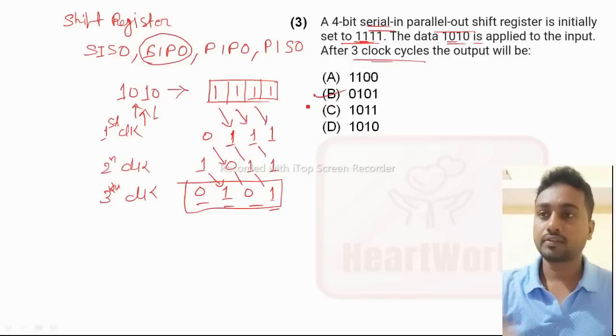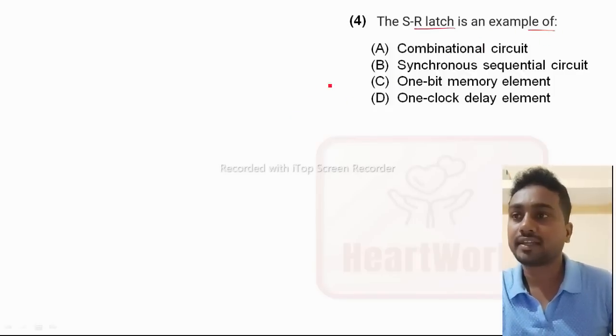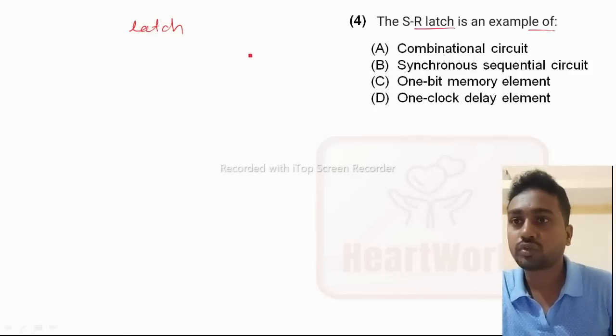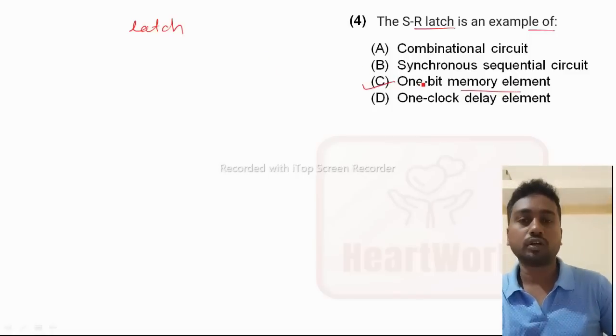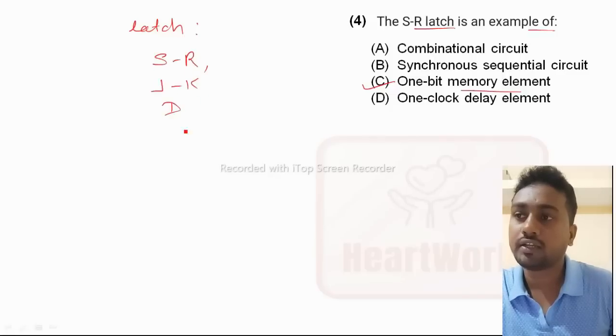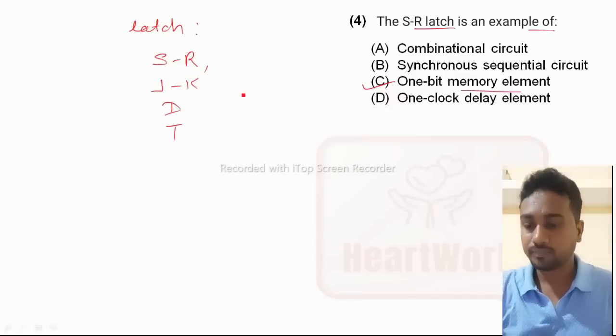Okay, next, the SR latch is an example of. Latch means what? A latch is a basic element which stores 1 bit of memory. For storing 1 bit we use latches. There are 4 types of latches: SR latch, JK latch, D latch, and T latch. These are the 4 types.